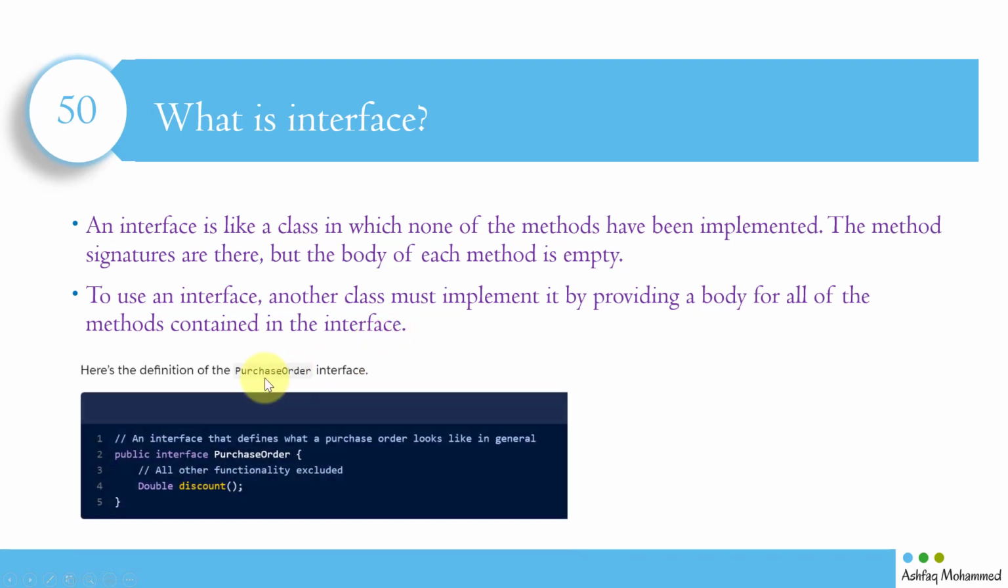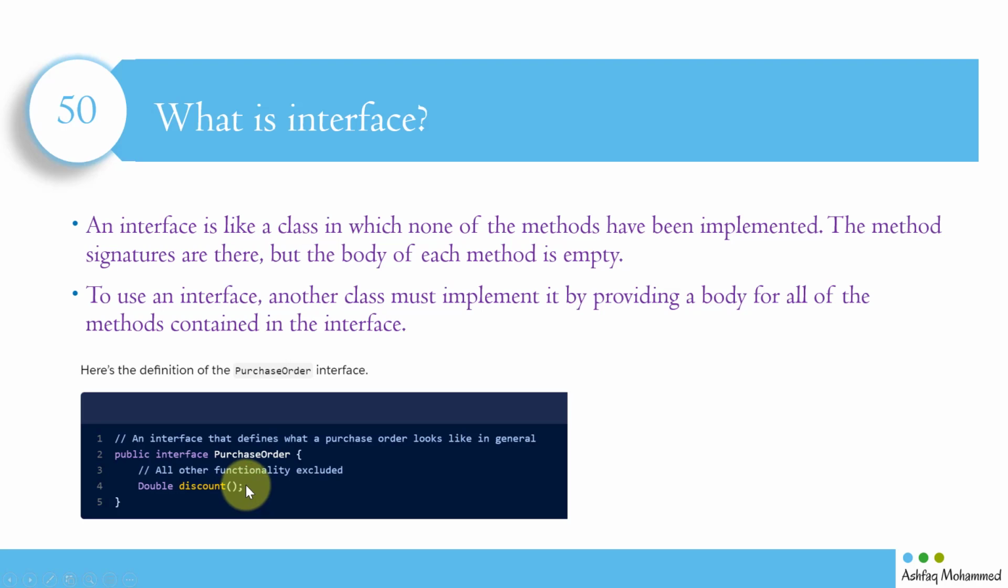Example: here is the definition of the PurchaseOrder interface. I've created this interface as public. If I write the keyword interface, then it becomes an interface. I have created a PurchaseOrder interface, and then I am creating a method called double discount. Because the whole class is an interface, this method will become an interface method only. So double discount, but I have not given any implementation of discount over here.